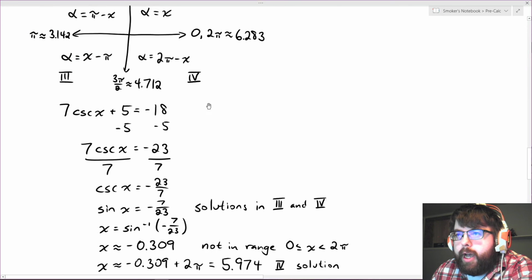5.974. Now looking at these degrees here, and that's why I was converting this to decimal form, 5.974 is between 4.7 and 6.2. This is a fourth quadrant solution. Fourth quadrant solution.